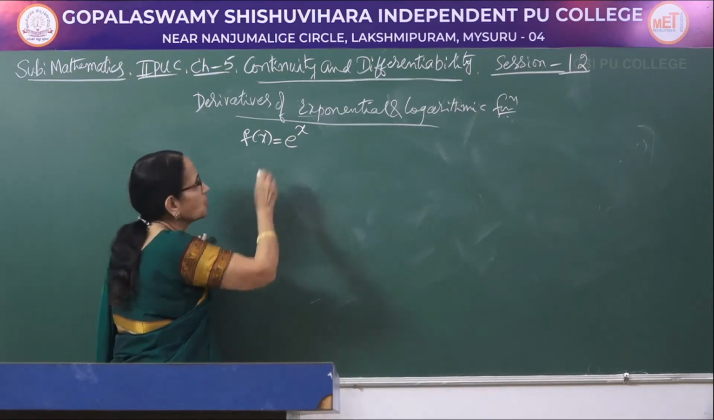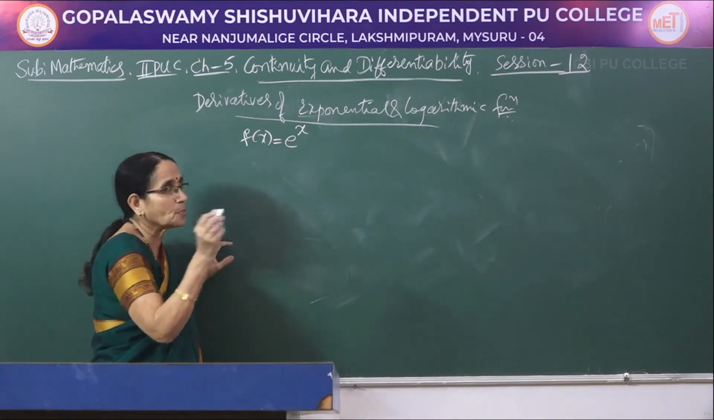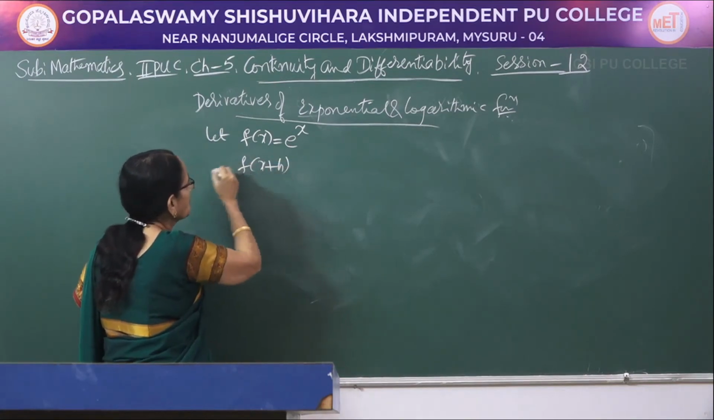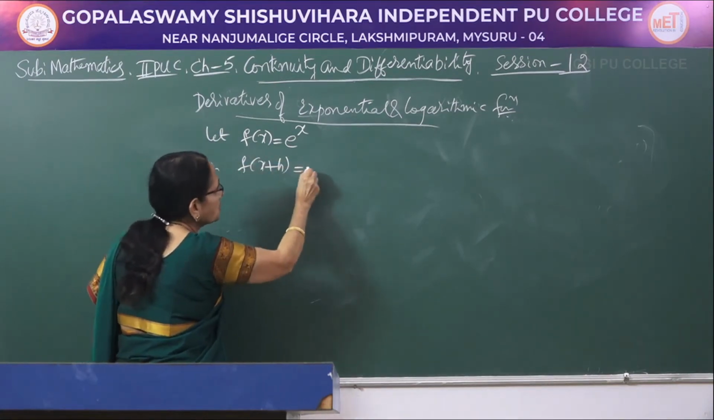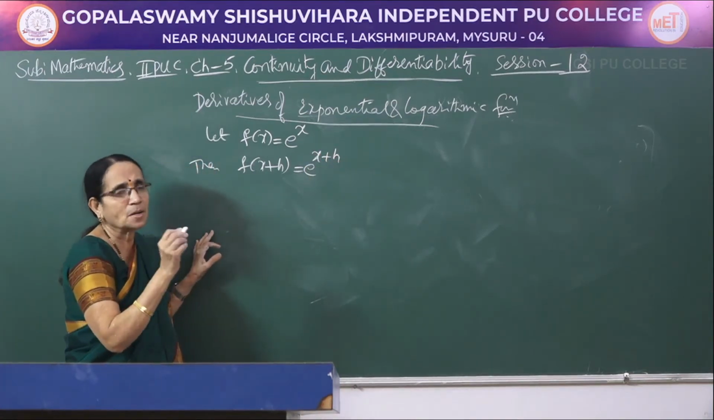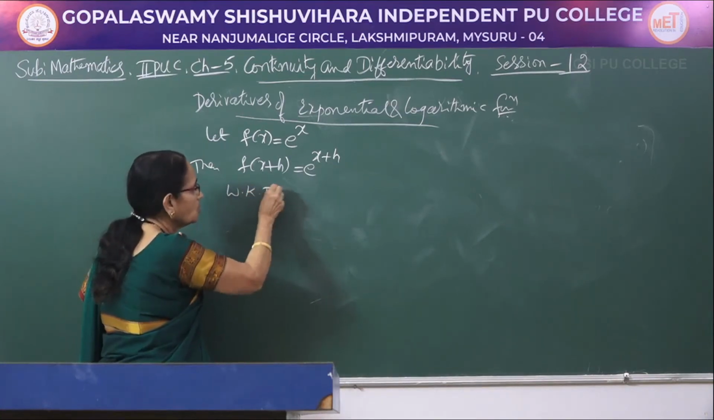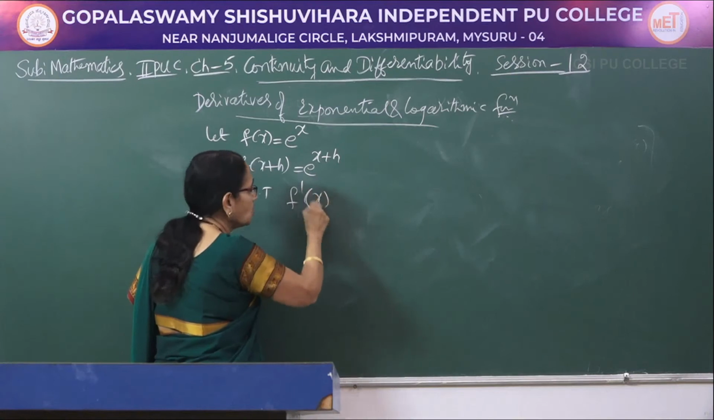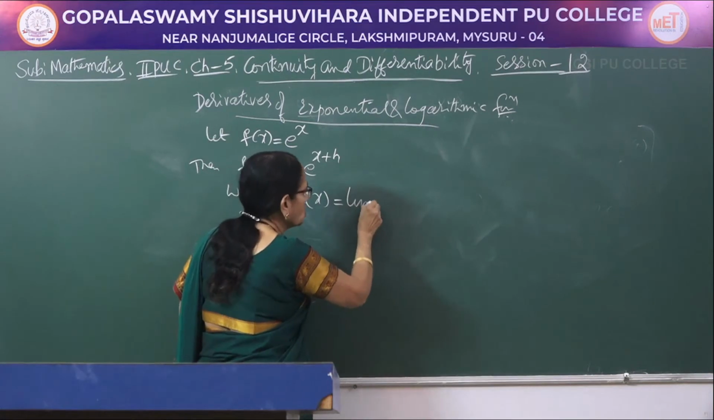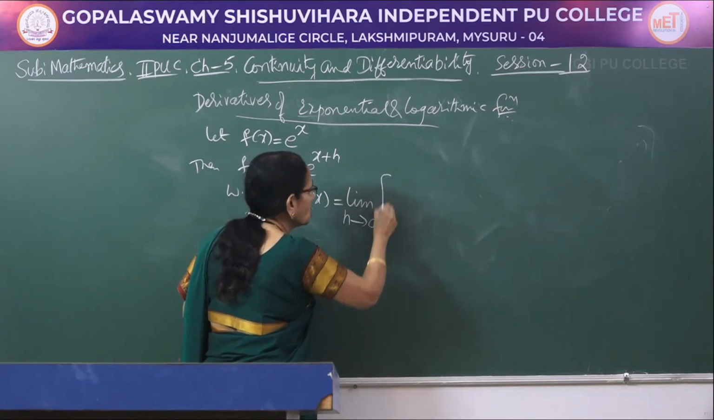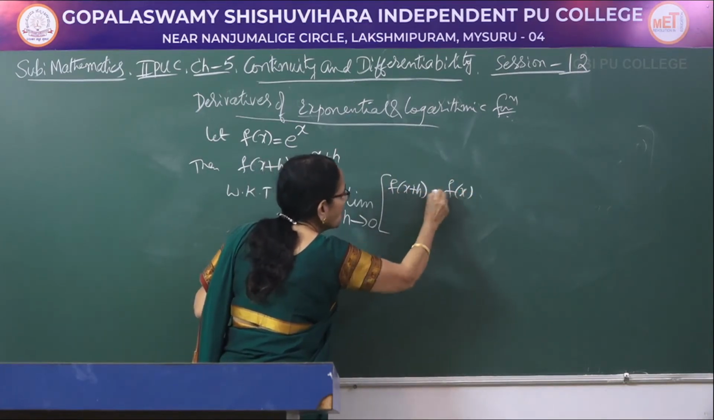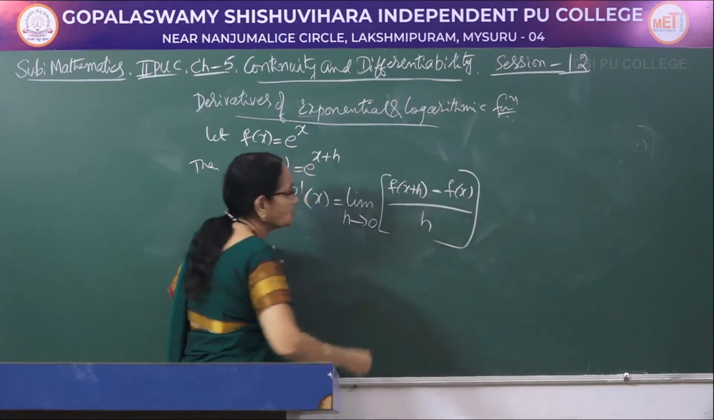So, let me take f(x) to be equal to e to the power x. I am using the first principles method. Then what is x plus h here? Then f of x plus h would be e to the power x plus h. Now, let me come to the standard formula. We know that f dash x, that is what we are calculating using the first principles method, equals limit h tending to 0 of f of x plus h minus f(x), whole thing divided by h.